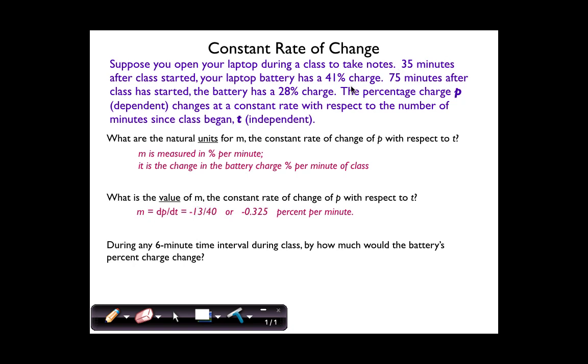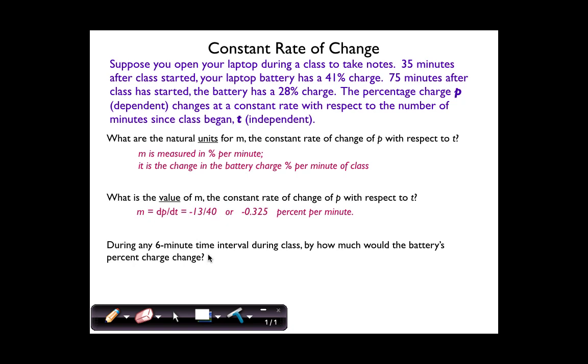That was a decrease of 13% charge over a period of 40 minutes: 41% down to 28 between time 35 and 75 into class. So where those numbers come from, that's just the individual final minus initials, the P's divided by the T's, to get the rate of change of P with respect to T.